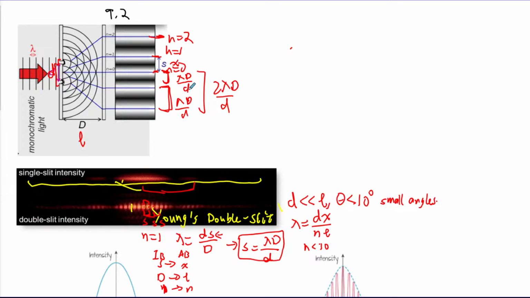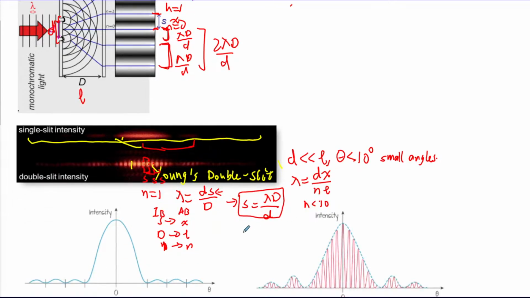So this is not actually the formula for the distance to the first maximum, but this is actually the distance between the maxima. So s is actually the distance between the principal maxima. I'll say the word principal here for a reason. You'll see why in the next slide.